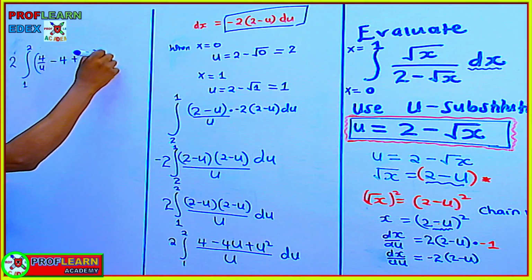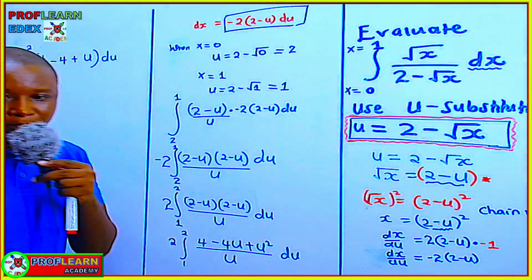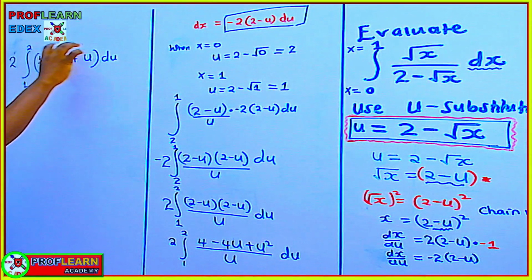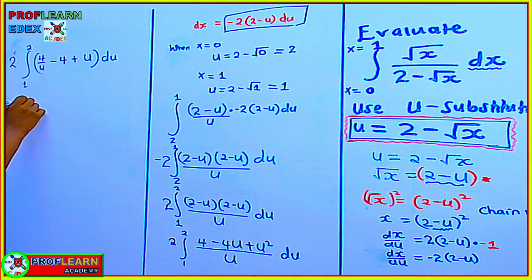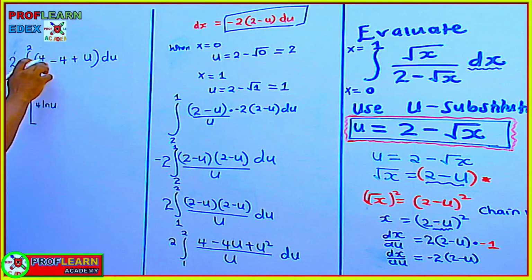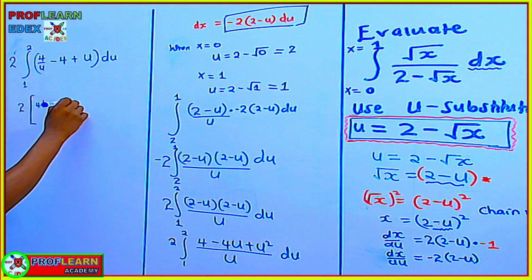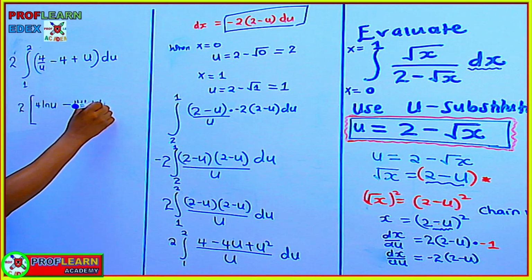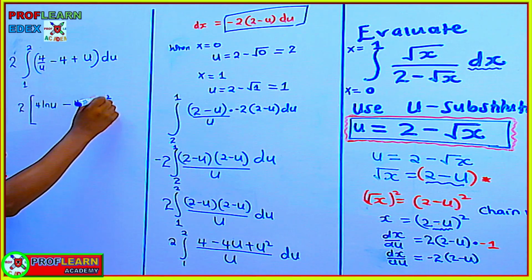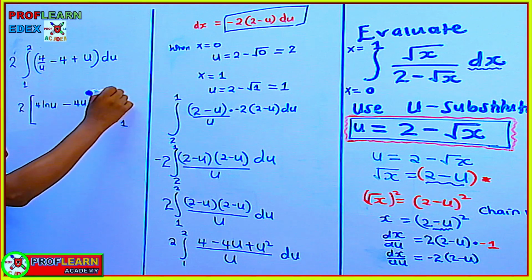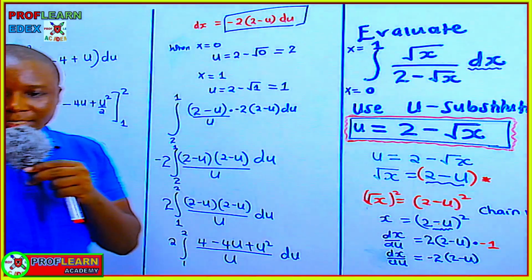And once you do that, you integrate with respect to u. We are going to integrate term by term. So this is 2 into bracket. Integrating this, it becomes 4 ln of u, minus integrating this, it becomes 4u, and then plus this one, it becomes u squared over 2, and the limit is from 1 all the way to 2. So that is basically what we have now.